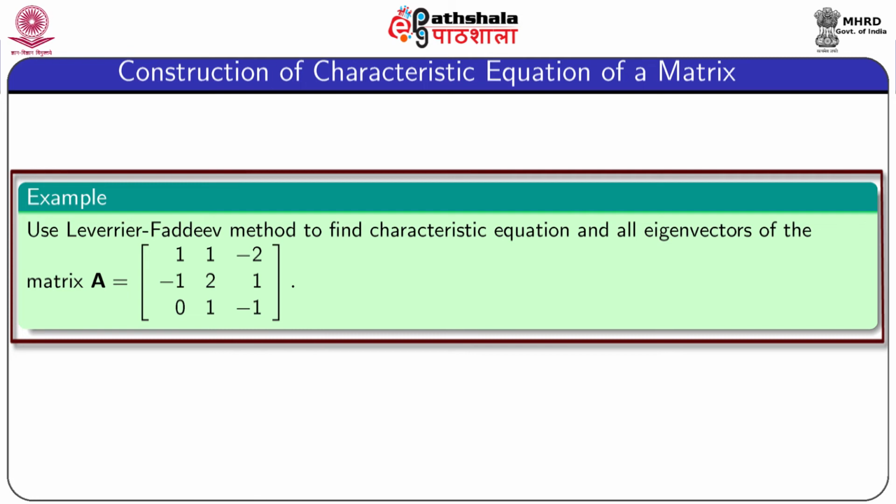Now, we consider an example to illustrate the method to find the eigenvectors of the matrix A equal to: first row is 1, 1, minus 2, second row is minus 1, 2, 1, third row is 0, 1, minus 1.